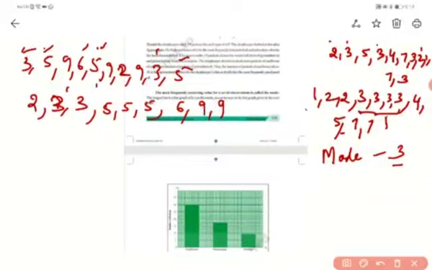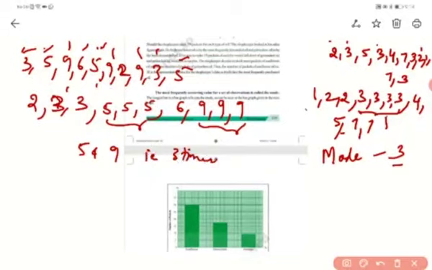Yes. No, 3 times, sorry. So 9 is 3 times. Okay, so now here number 5 and number 9, they are occurring equally, right? So 5 and 9 are equal in the number of times they appeared, that is 3 times. So now the mode will be both 5 and 9.